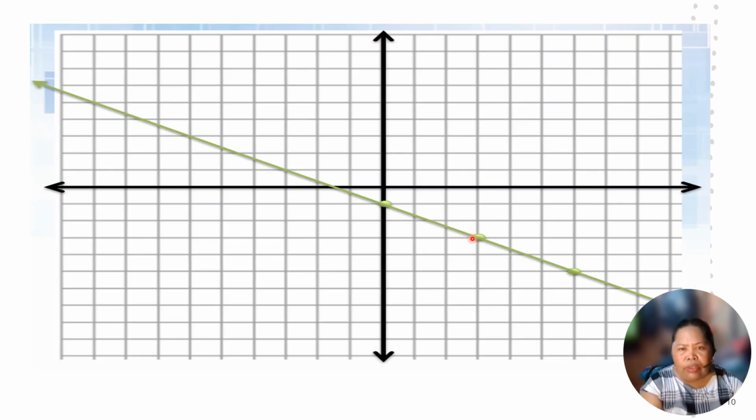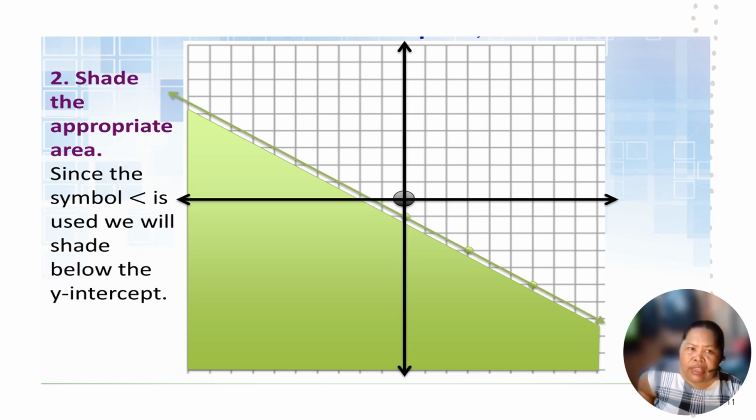Okay, so here we have (0, negative 1). That's why this is our first point, and then we get the next point. So this is the third point. We have the slope here, the rise over run. It goes downward. Okay, downward, and then we have here the shade of the appropriate area. Since the symbol less than is used, we will shade below the y-intercept. So this is below. Okay, you see the green, the full green color. That's the graph of the given inequality.